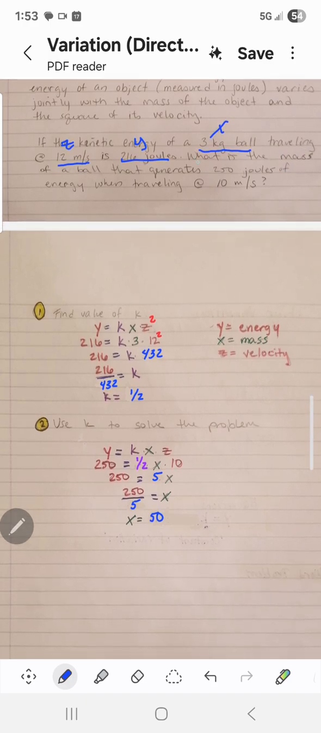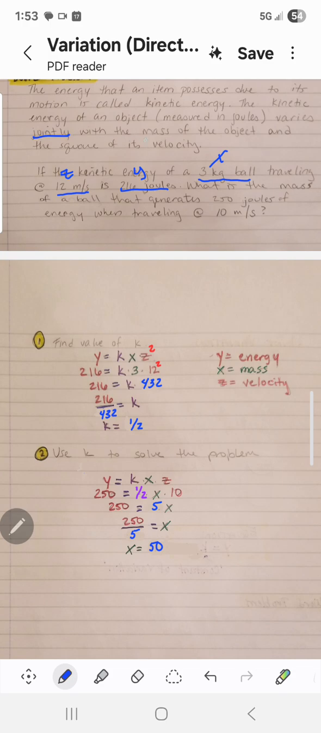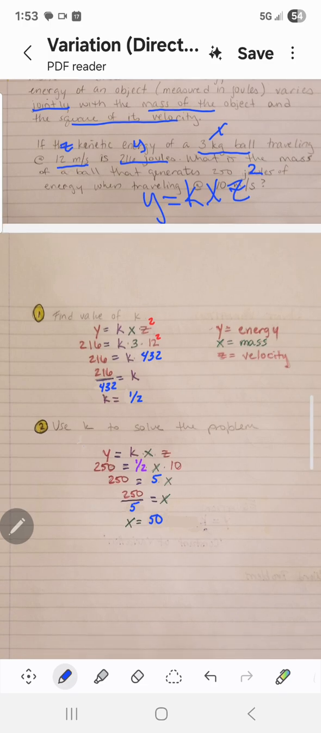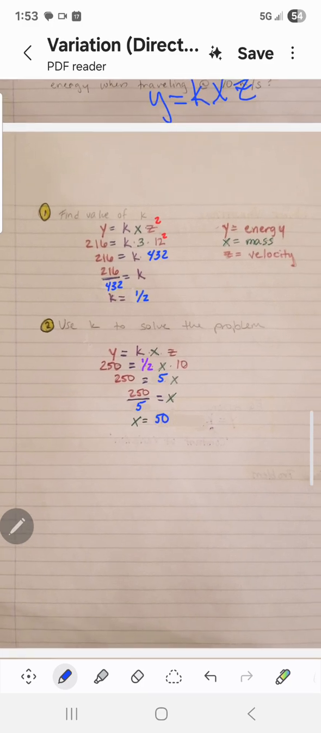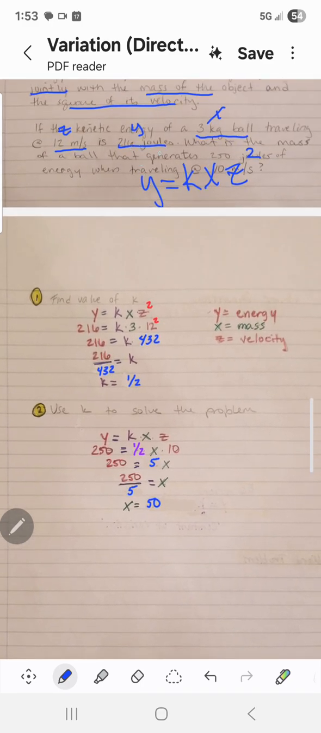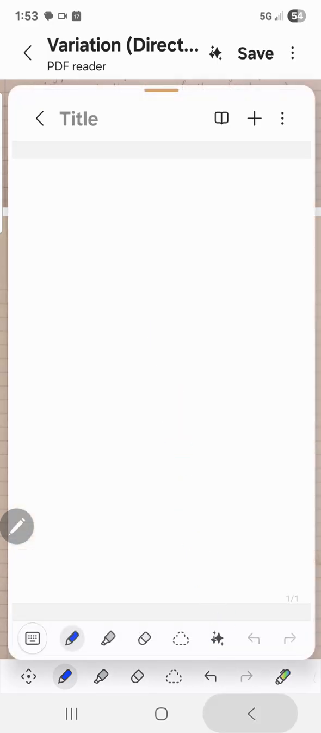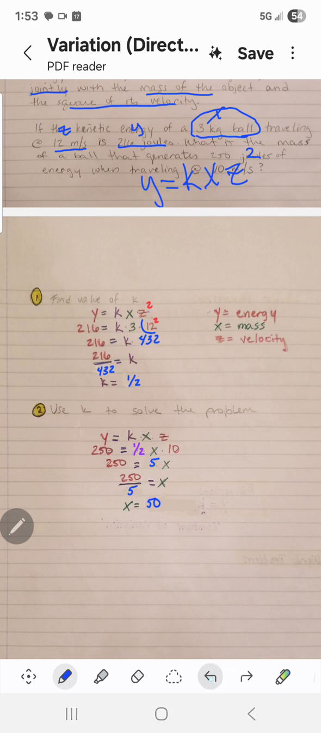It said varies jointly with the mass and the square of the velocity. So y equals k times the mass and the square of the velocity. Y is energy, x is mass, z is velocity. It told me that it's a 3-kilogram ball, so x is 3. It told me that the velocity was 12, so 12 squared. And it said my amount of energy was 216, so y is 216.